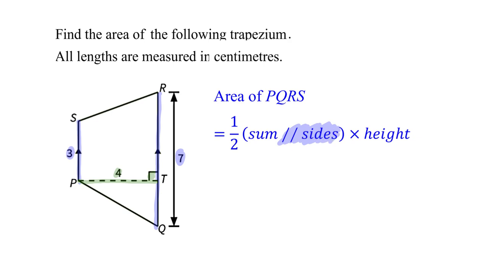Later we will sum them up, 3 plus 7. Then we will be able to multiply by half and 4, and this will give me a value of 20 cm square.